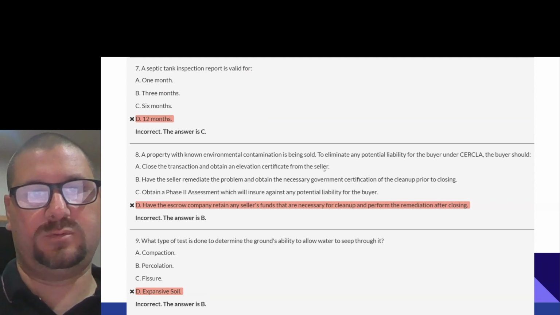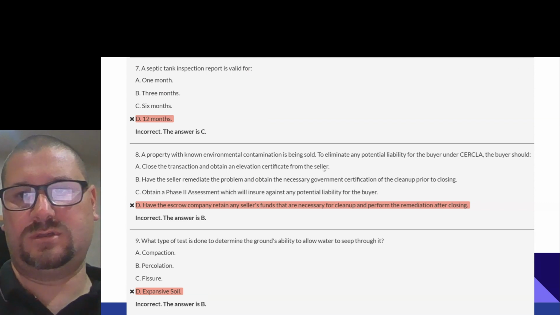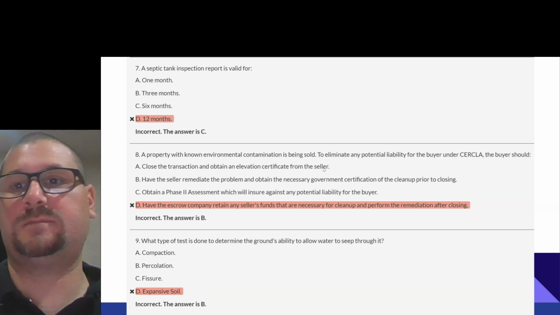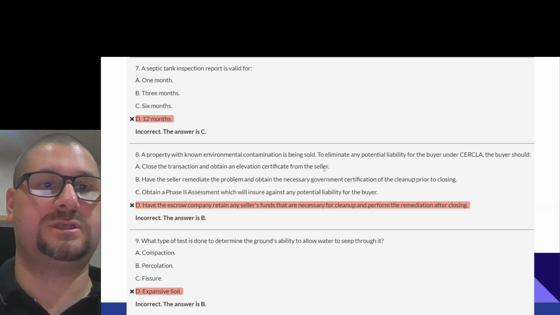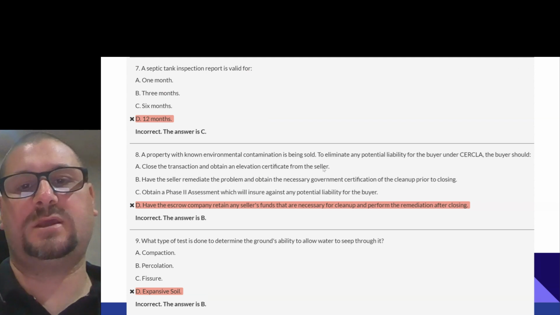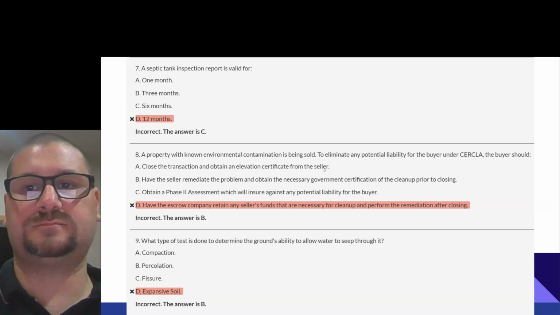Property with no environmental contamination is being sold. To eliminate any potential liability for the buyer under CERCLA, the buyer should have the seller remediate the problem and obtain the necessary government certification of the cleanup prior to closing.